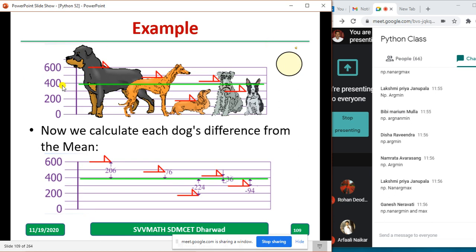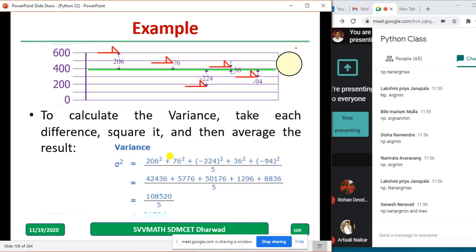The same diagram I have taken in this slide also. Now we calculate each dog's difference from the mean. How much is the difference? That we are going to calculate. For this it is 206. For this it is 76. And for this it is, I think, 36. For this it is minus 224, because you can see the difference. And for this it is minus 94. Now we have calculated each dog's difference from the mean. I'll use this as a reference in the next slide.